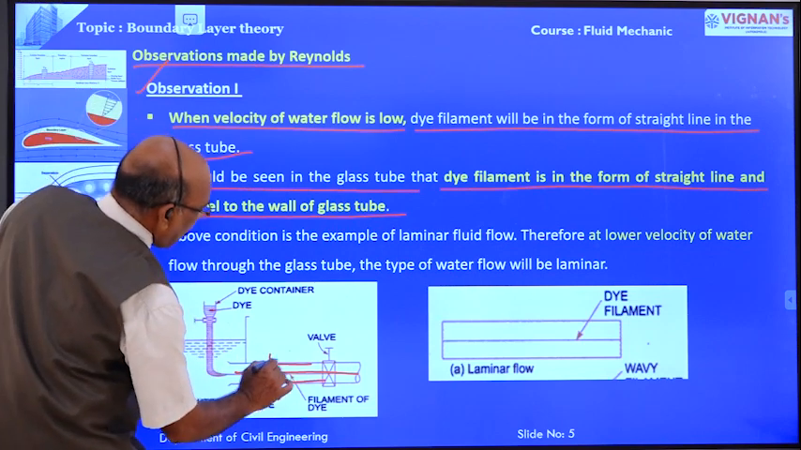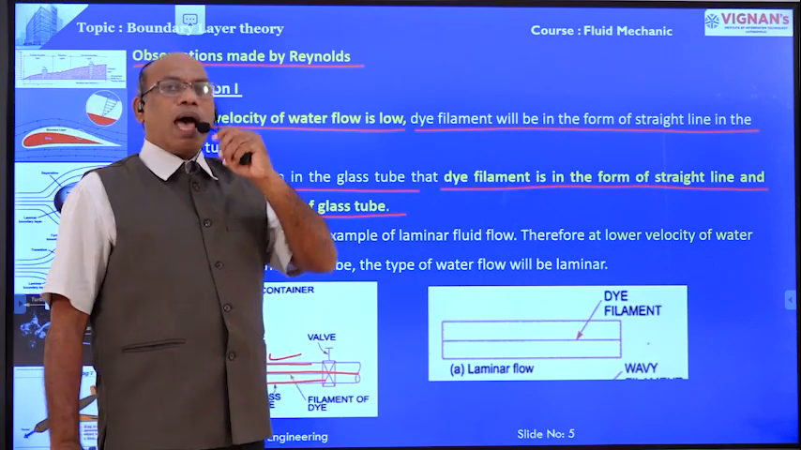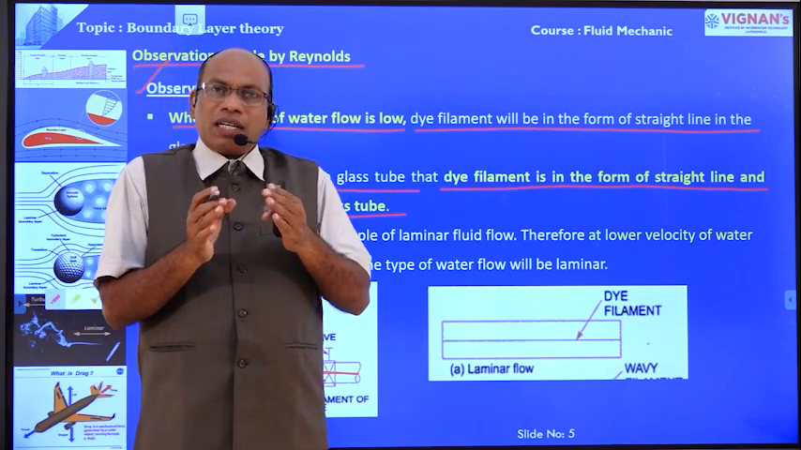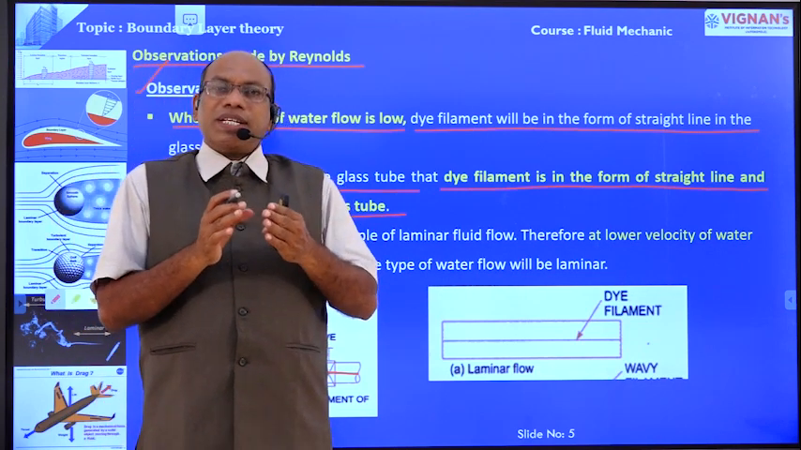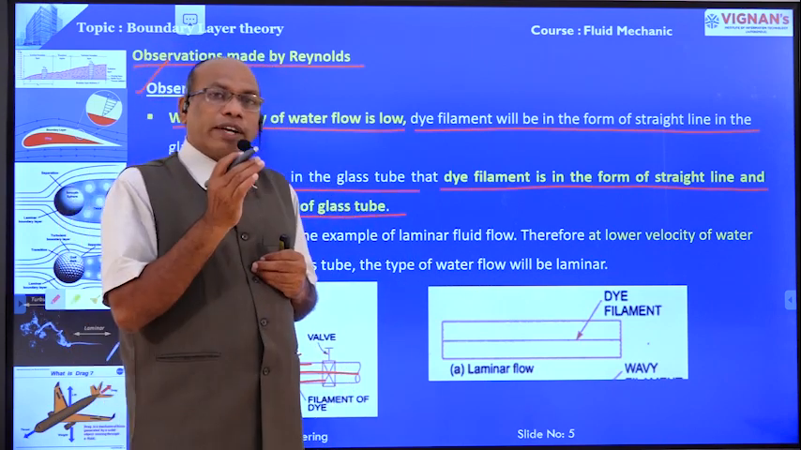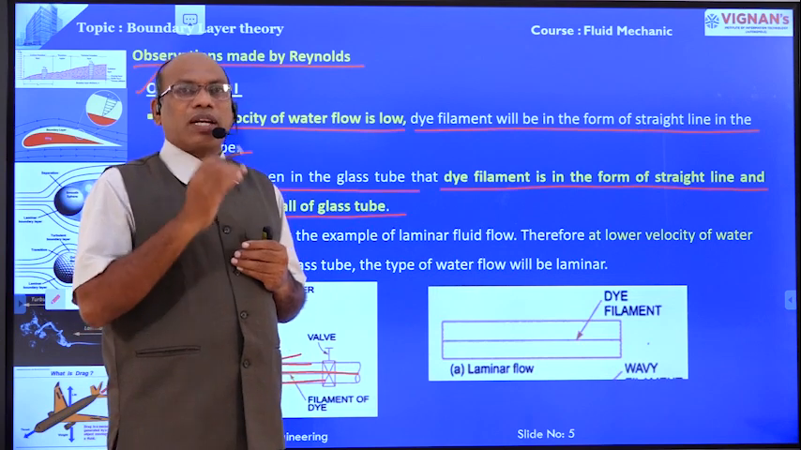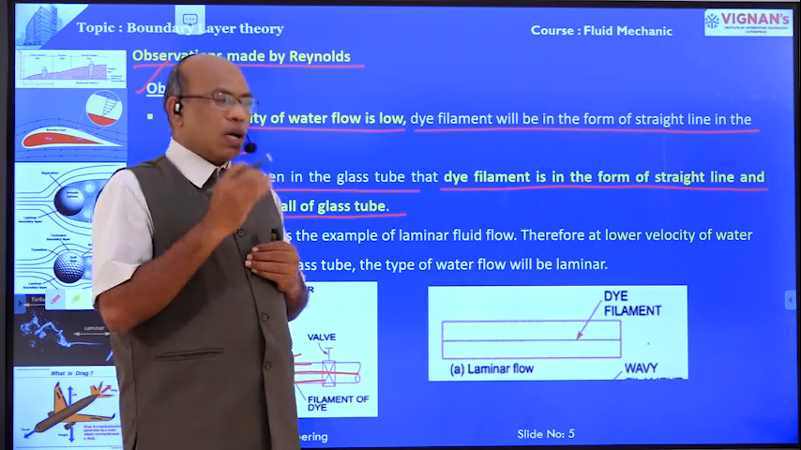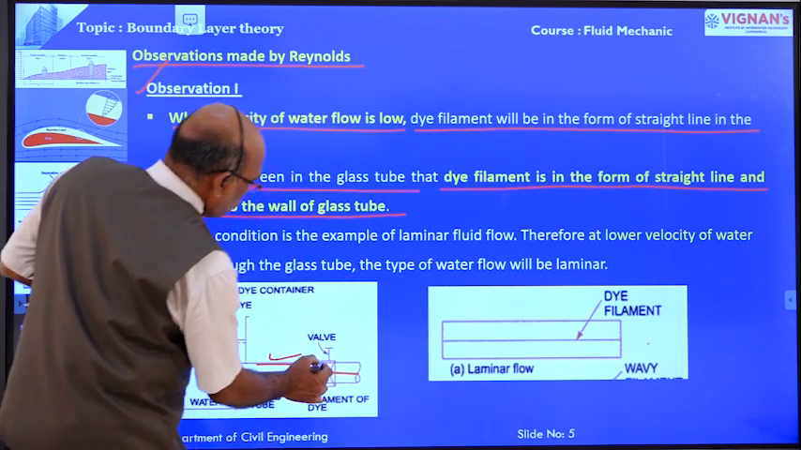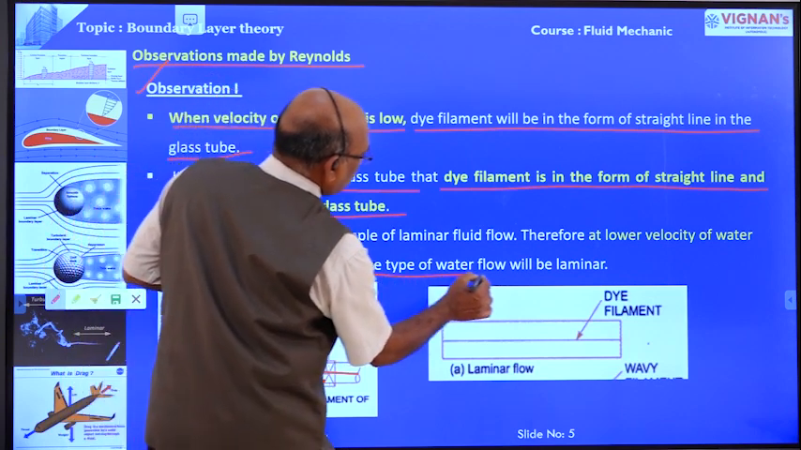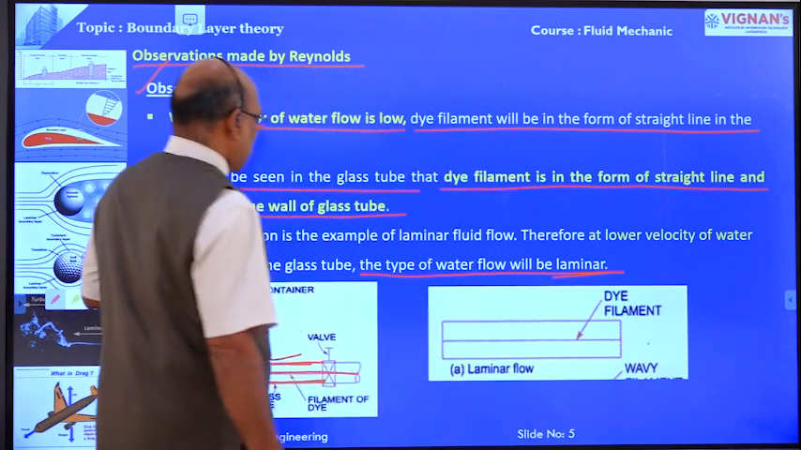So it is an example of laminar flow. The lines are parallel, do not cross each other, and are straight. Therefore, at low velocities the flow in this glass tube is laminar. The type of water flow will be laminar.